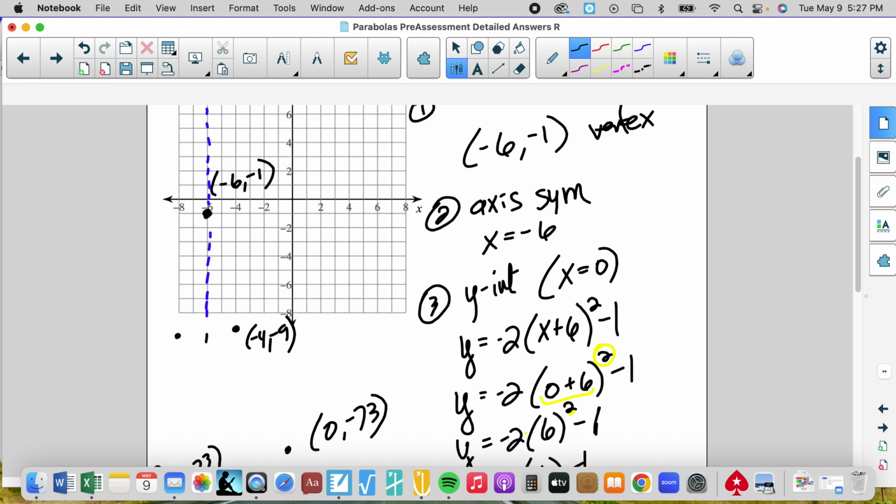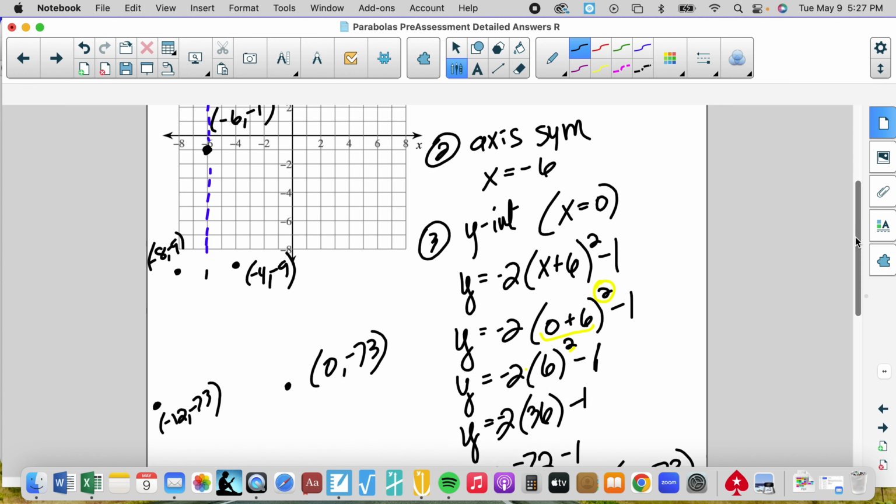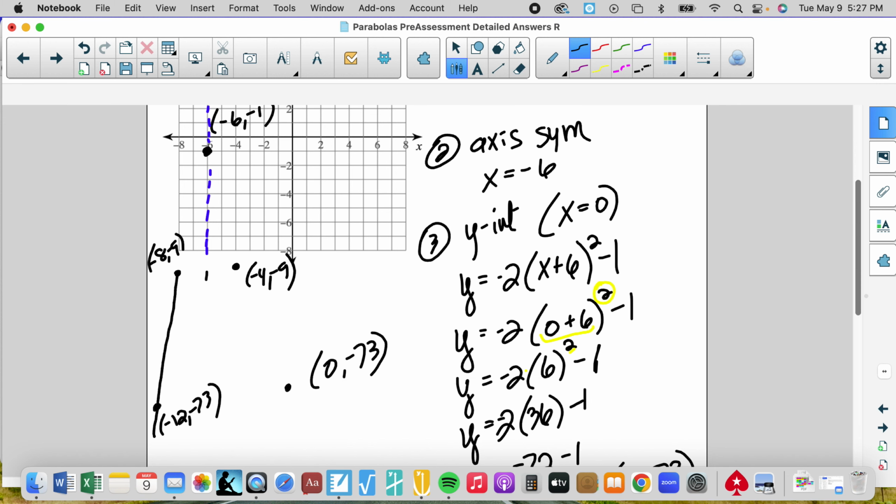So this will give me negative 8, negative 9. And it's upside down. And I knew that because my A was negative 2. And it's not going to be the most beautiful parabola because negative 73 is way, way down there. But those points all should work.